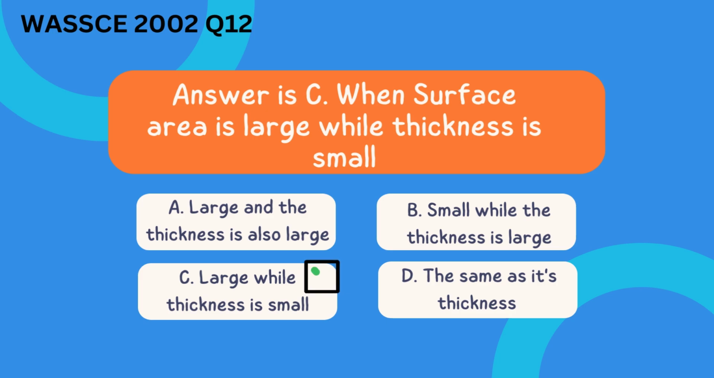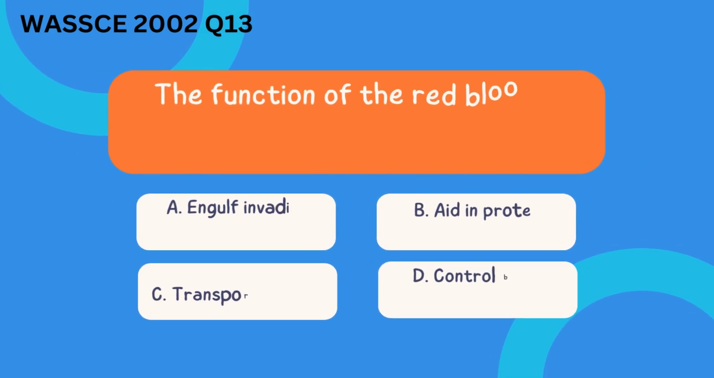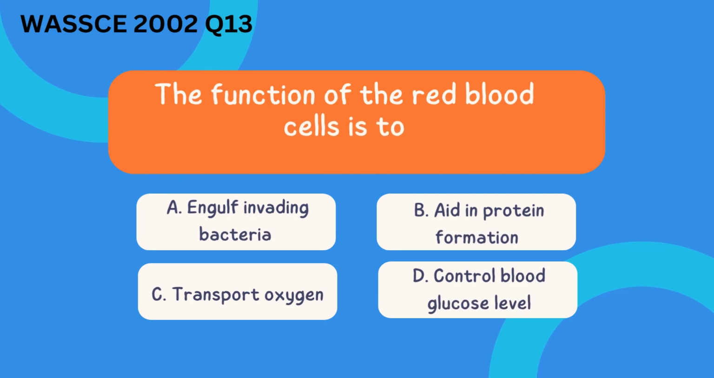Question 13. The function of the red blood cell is to A, engulf invading bacteria. B, aid in protein formation. C, transport oxygen to the cells. And D, control blood glucose level. Pick your answer from the options.